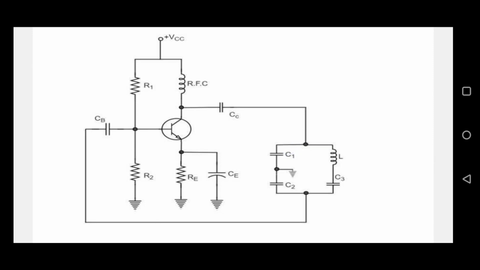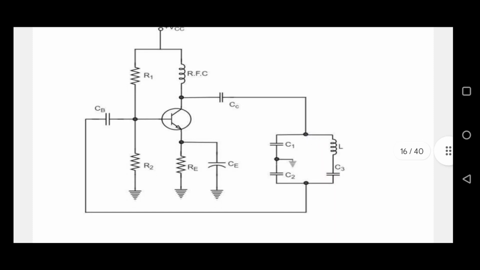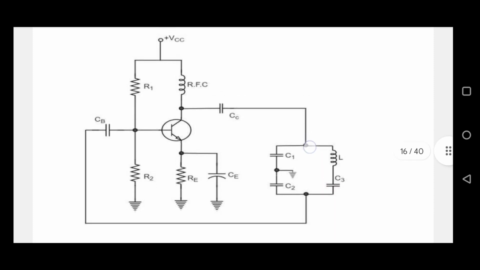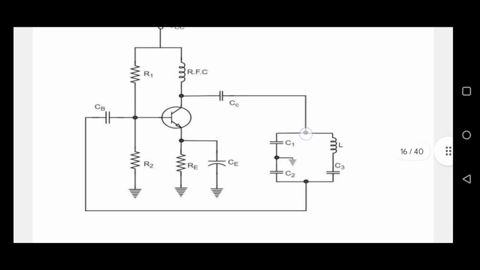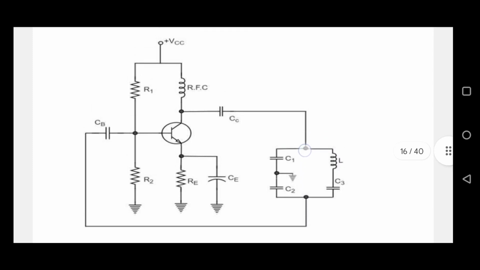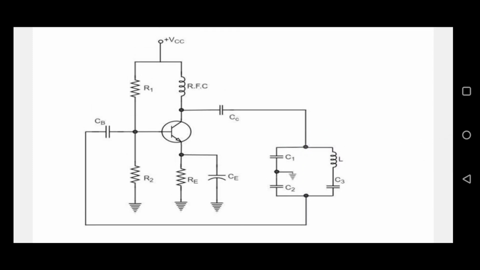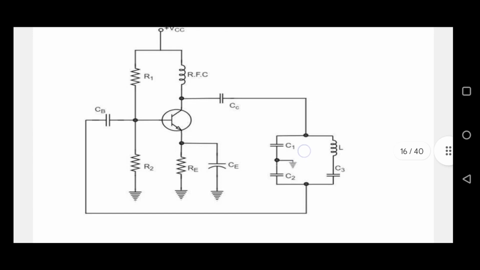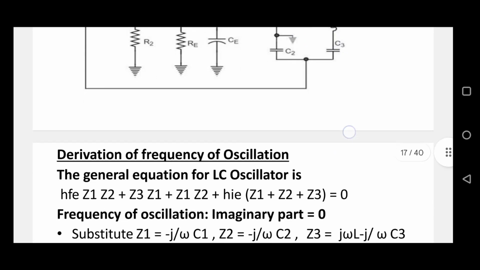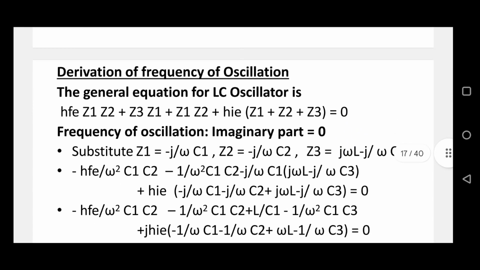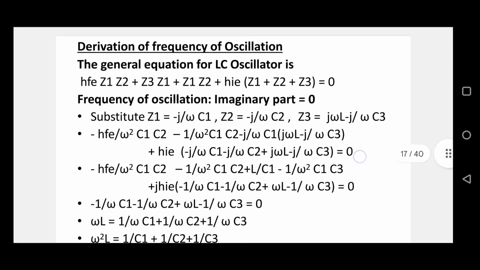If the feedback is adjusted so that the loop gain A beta equals 1, then according to the Barkhausen criterion, the first condition is modulus of A beta equal to 1, and the second condition is that the total phase shift of the loop is 360 degrees. Now we are going to discuss the derivation of the frequency of oscillation.